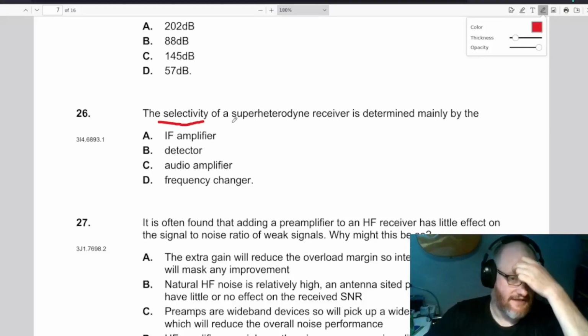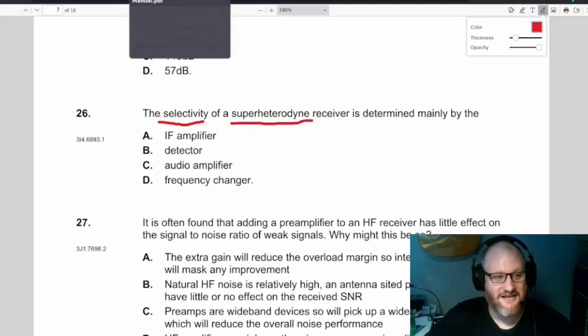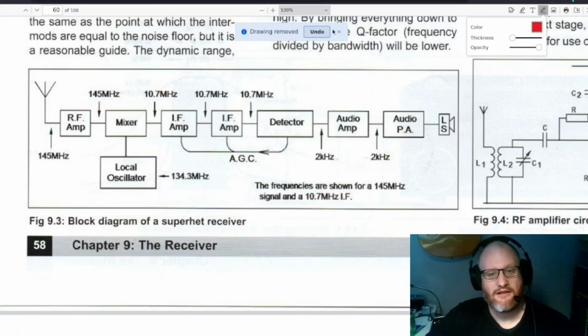Now the question is asking us about the parts of a superheterodyne receiver that determine the selectivity, and superheterodyne, hopefully from the full license manual, is going to be a really familiar term because you're completely comfortable with the architecture of a superheterodyne receiver. But let's take a quick look at this nice diagram in the receiver section of the full license manual.